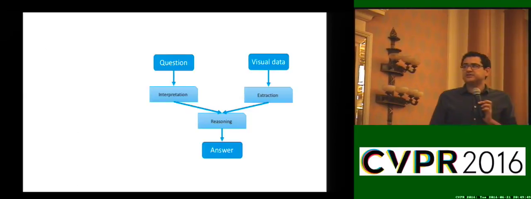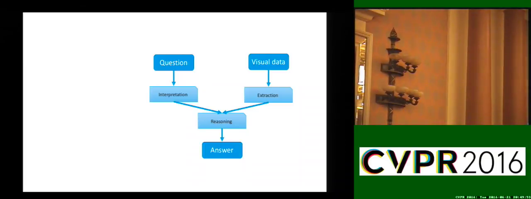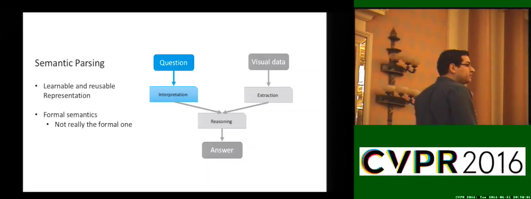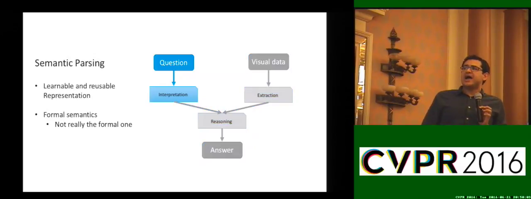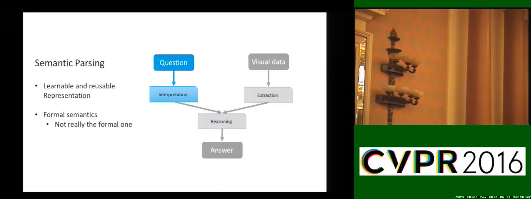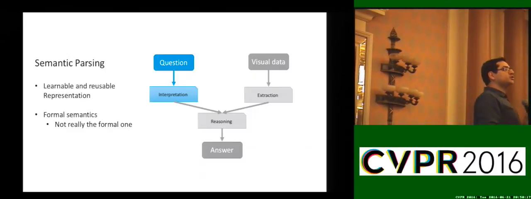So let's go back to these 3 pieces again: the interpretation, the extraction, and reasoning, and let's start breaking them down. If I only look into understanding the question, that's already well defined within the NLP community. We have formal semantics for them. We know how to represent them, we know how to deal with them, and we know what the learnable and reusable pieces are. So we can do that in isolation. That's one way of breaking down one of those pieces.